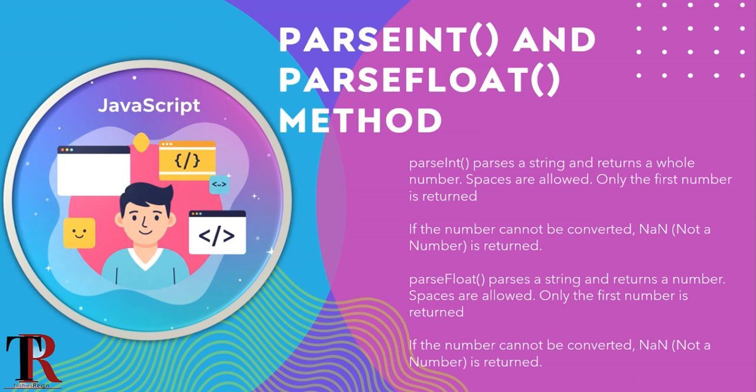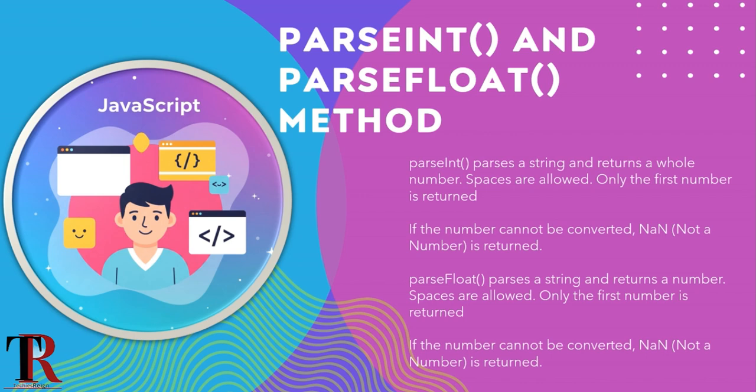In this lesson, we'll examine the other two global JavaScript functions, the parseInt and the parseFloat methods. parseInt parses a string and returns a whole number. Spaces are allowed. Only the first number is returned. So when you are working with the parseInt method, you can use spaces, unlike the Number method that does not recognize spaces when you have two numbers, but only the first number is returned. If the number cannot be converted, NaN, not a number, is returned.